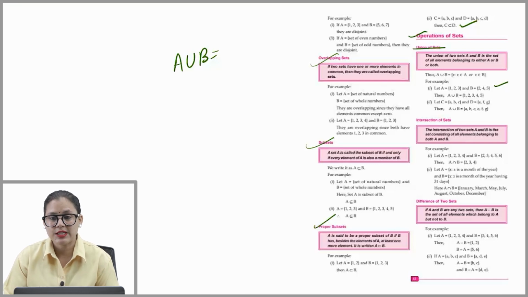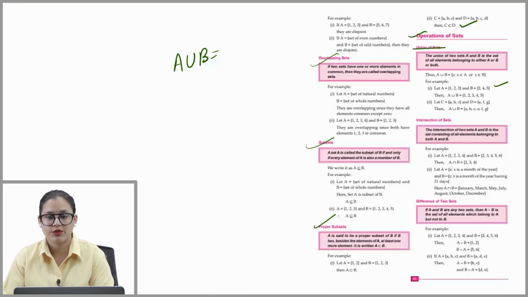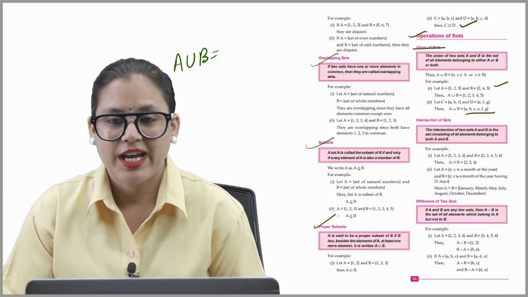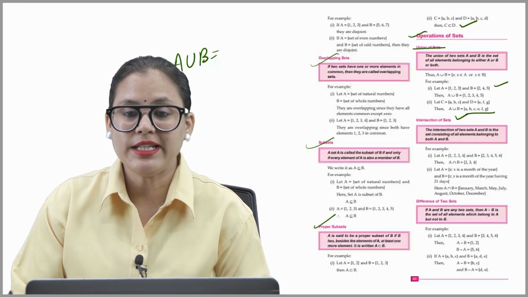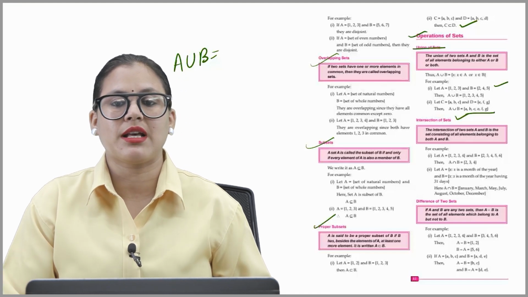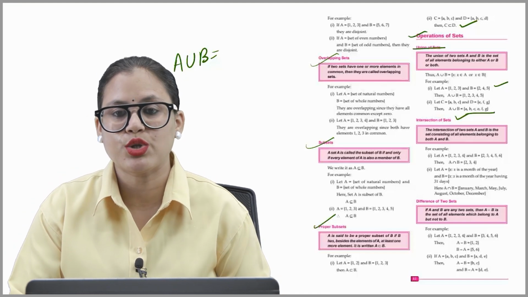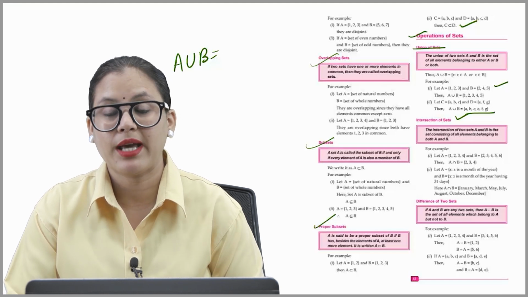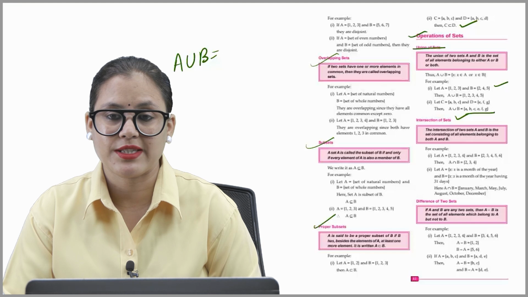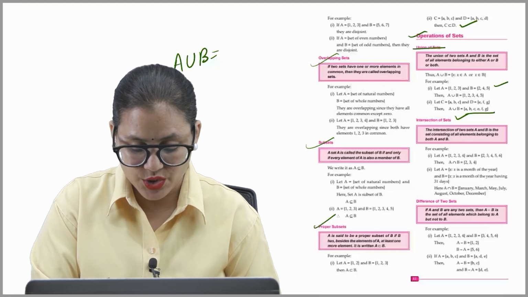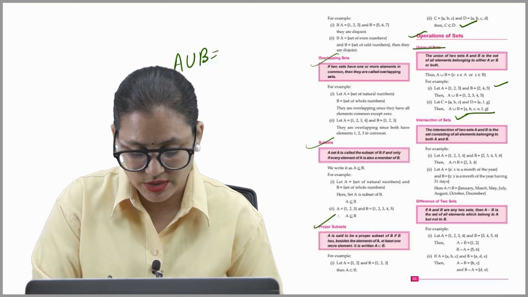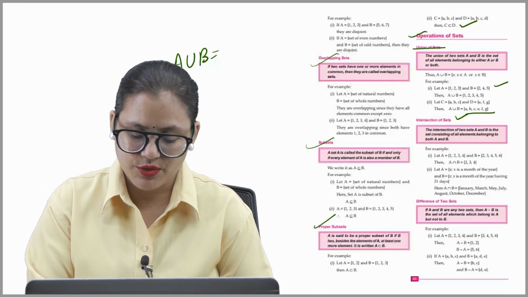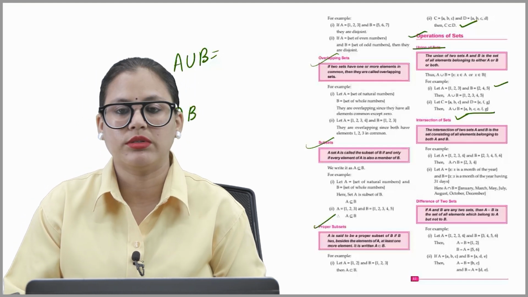Number 2, let C = {a, b, c} and D = {e, f, g}. Then C union D is {a, b, c, e, f, g}. Intersection of sets. The intersection of two sets A and B is the set consisting of all elements belonging to both A and B. For example, let A = {1, 2, 3, 4} and B = {2, 3, 4, 5, 6}. Then A intersection B, this is the symbol of intersection, is {2, 3, 4}, which are common in both these sets.